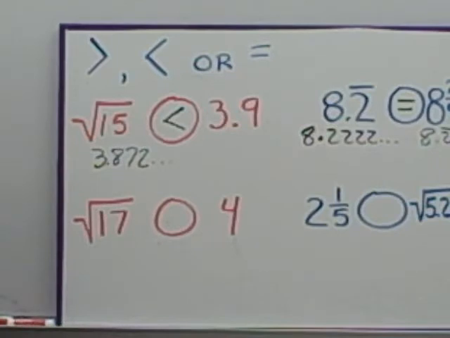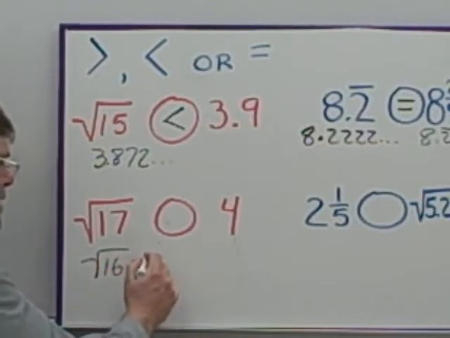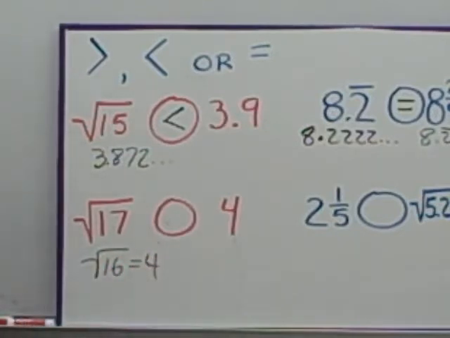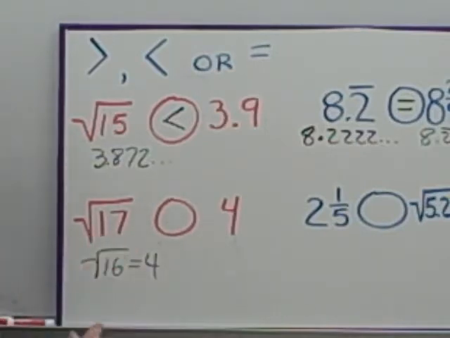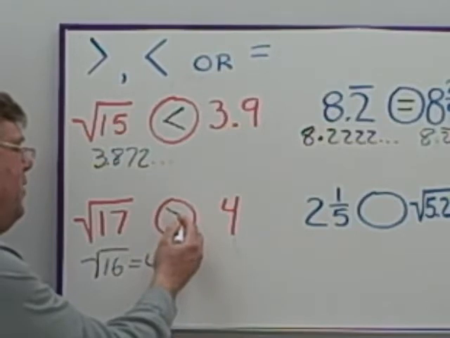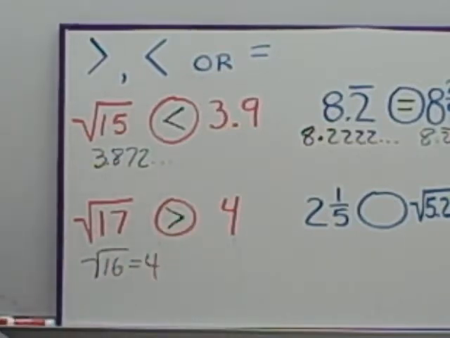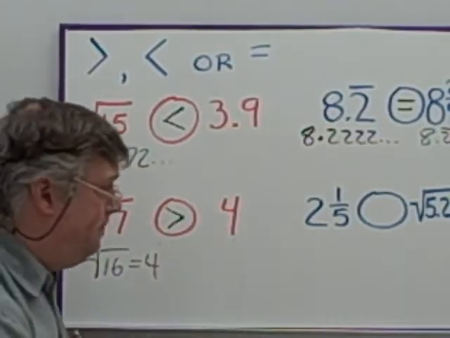Here I've got the square root of 17 and 4. Now I know that the square root of 16 is equal to 4. Since I know the square root of 16 is equal to 4, and I've got the square root of 17 here, I know this has actually got to be greater than 4 in value. I don't have to touch my calculator. I just know this is going to be greater than 4 in value. I put the greater than symbol there, the gator mouth pointing towards the square root of 17.